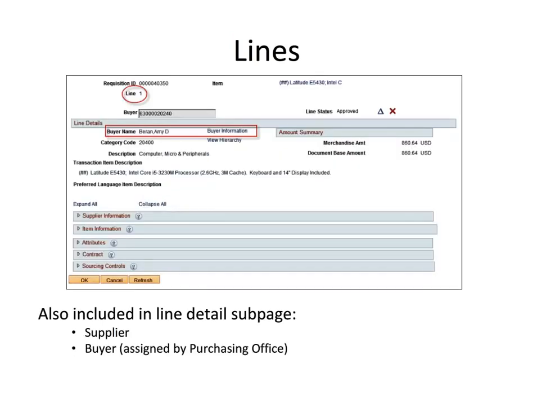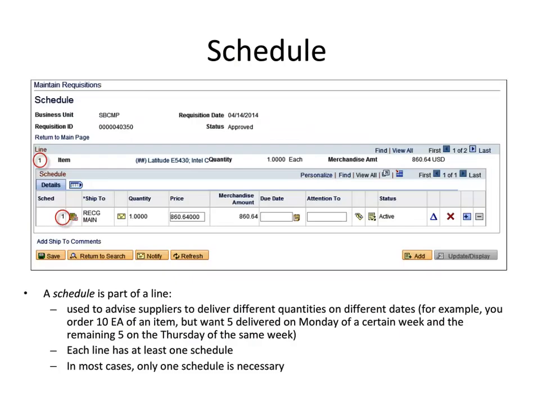You won't normally need to come to this page when entering your requisition. However, you may come here a day or two after entering to find out which buyer has been assigned to process your request. Click the Buyer Information link to view the buyer's phone number. This page is also where supplier information is stored. Click OK to return to the main page.